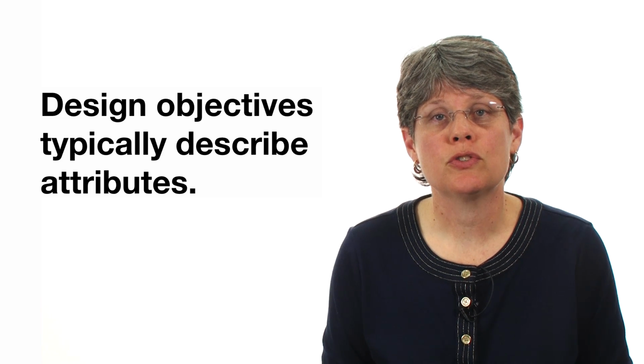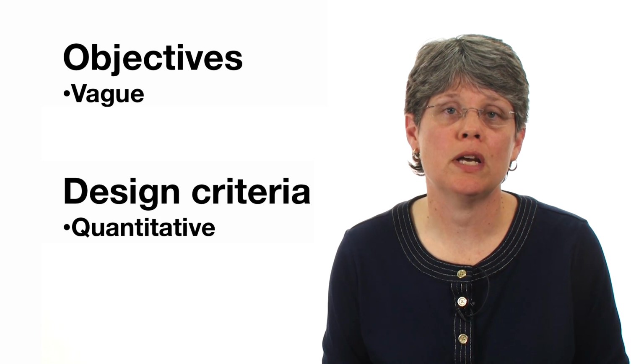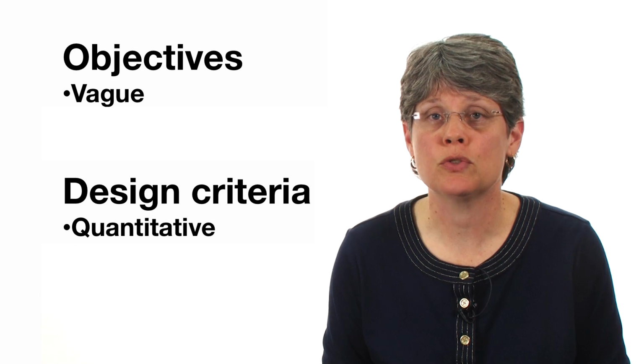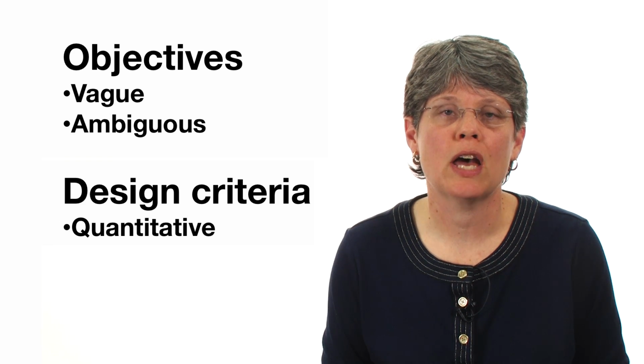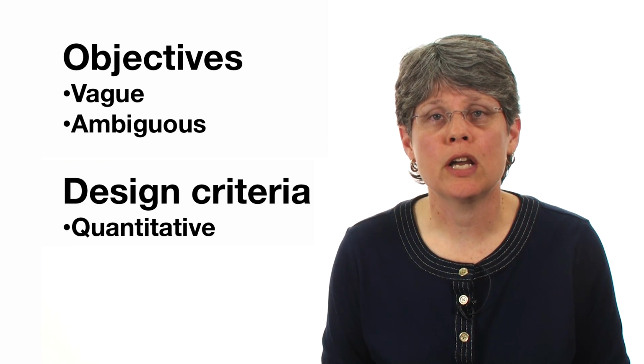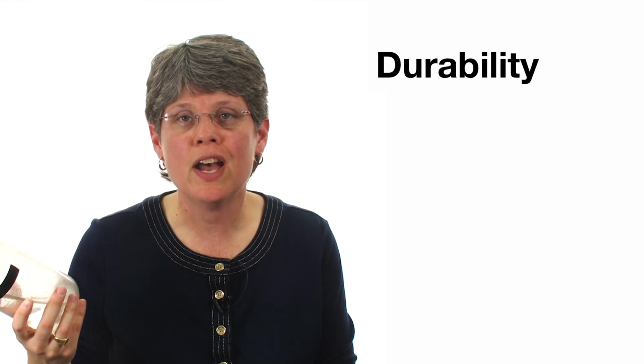Objectives typically describe some attribute of the design, whereas a design criterion quantifies that in a much more specific, precise way. Objectives tend to be vague without a number associated with them, whereas design criteria are quantitative and have a number and likely a unit associated with them. Finally, with objectives, it can be ambiguous how they can be measured, whereas with a design criterion, it should be clear how this can be measured.